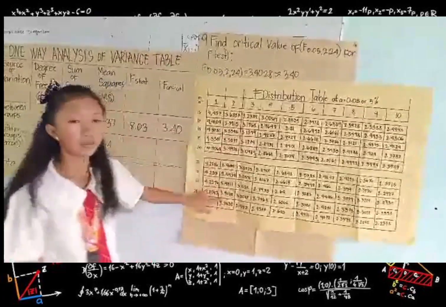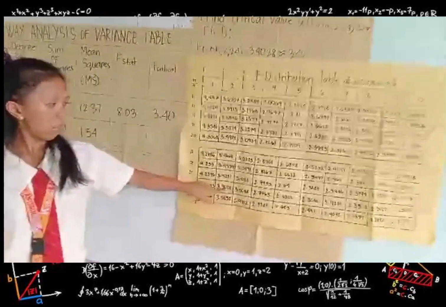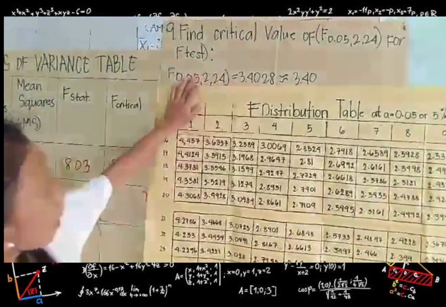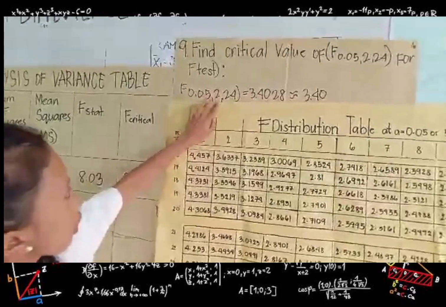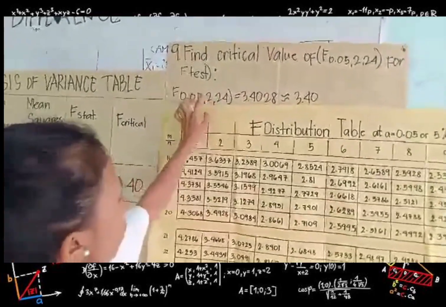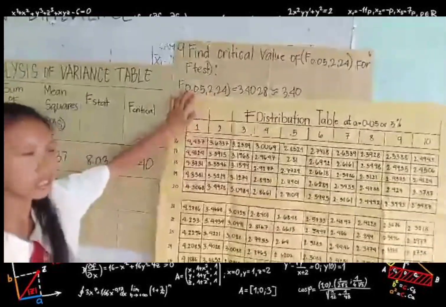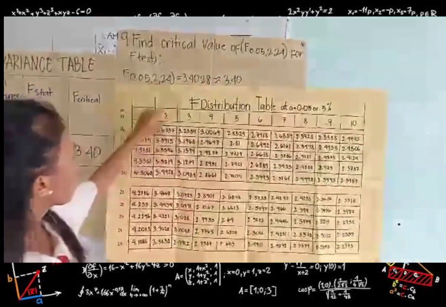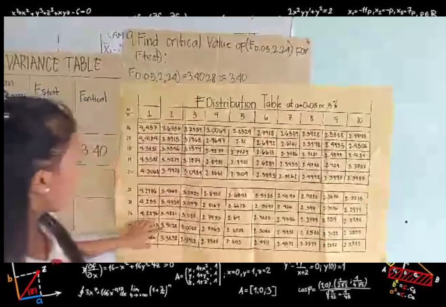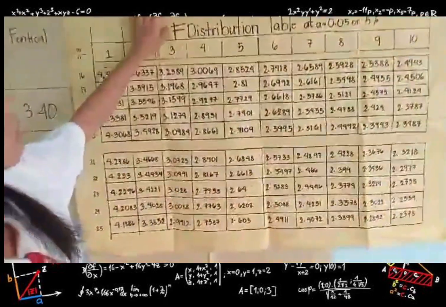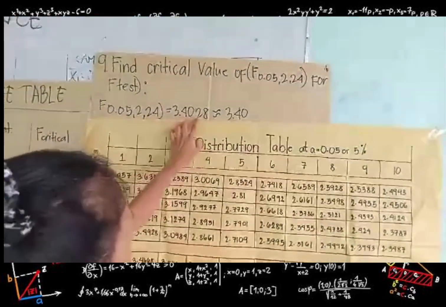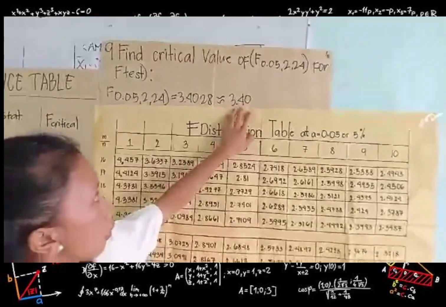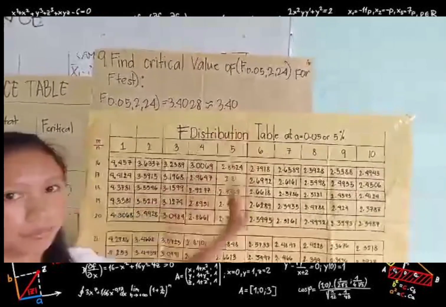The value is 3.4028, given the degrees of freedom 2 and 24 at 0.05. So that is 3.4028. We convert it to 2 decimal places, which is 3.40.